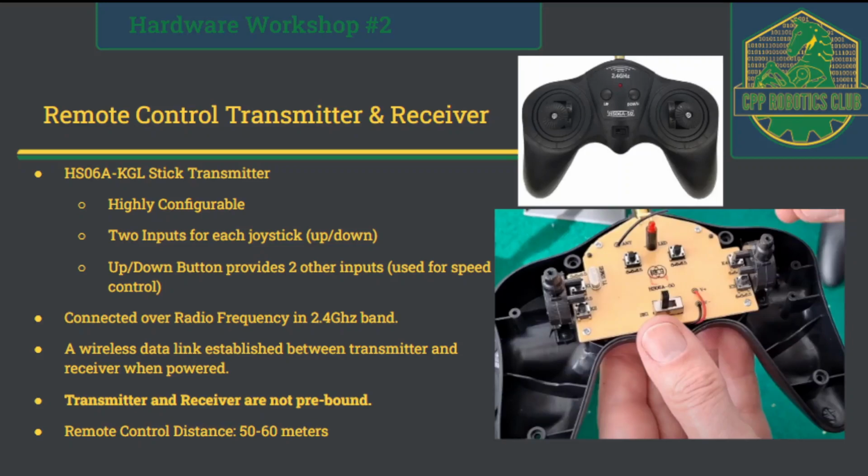So when you go to the competition, make sure you take turns to pair them. Turn on the receiver of one team, and then make sure that same team turns on the transmitter right after. The control distance of this transmitter and receiver is about 50 to 60 meters.